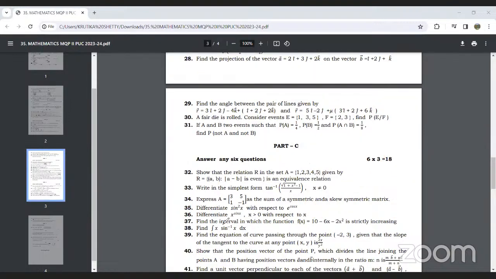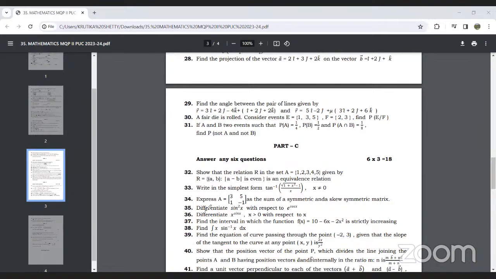Okay. The next question is: find the interval in which the function f of x equal to 10 minus 6x minus 2x square is strictly increasing. So increasing and decreasing functions, strictly increasing and strictly decreasing. For increasing and decreasing functions, we know if f dash of x is greater than 0, then that function is strictly increasing. And if f dash of x is less than 0, then the function is decreasing.